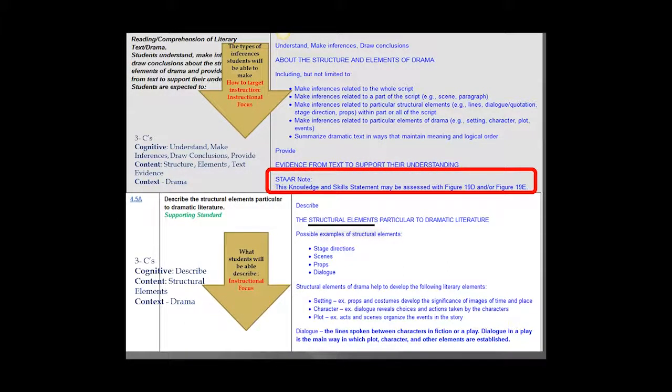Now for 4.5A, our hot spot. Our cognitive expectation is to describe. Our content is the structural elements, and our context is drama. Now the IFD provides some possible structural elements that are particular to dramatic literature. And this is what students need to be able to describe.